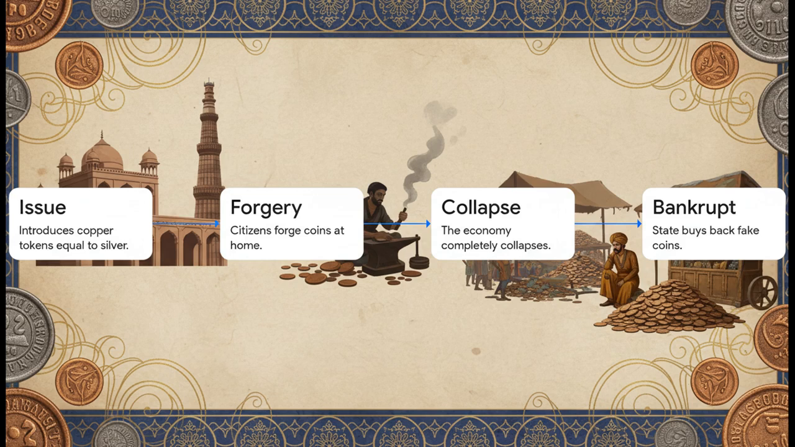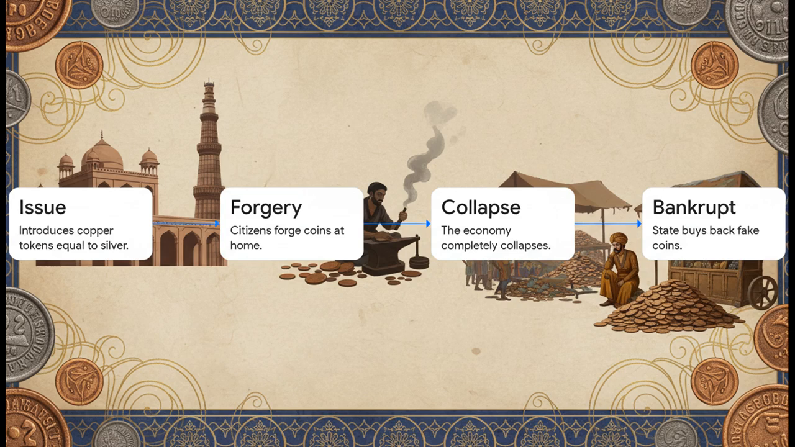Oh, it was a wildly futuristic idea for the time: fiat currency. He actually issued copper tokens that held the exact value of silver. It's a brilliant concept, except he forgot one minor detail: anti-counterfeiting measures. Practically overnight, every citizen turned their house into a home mint.